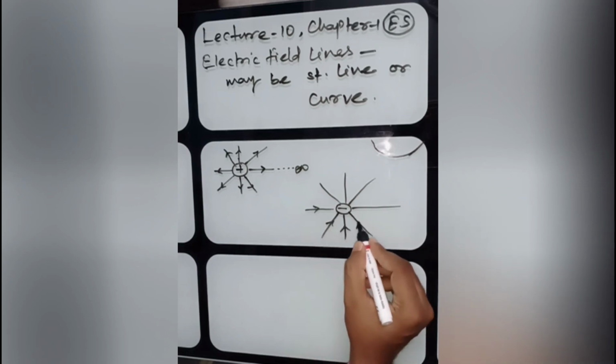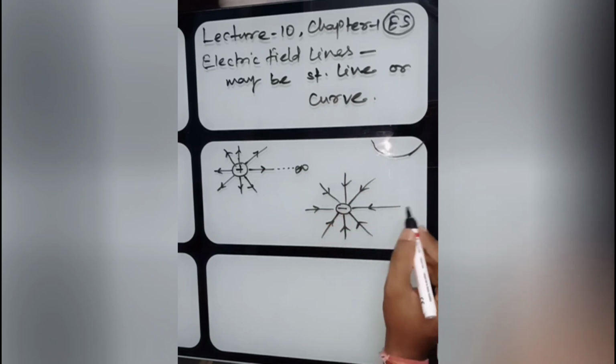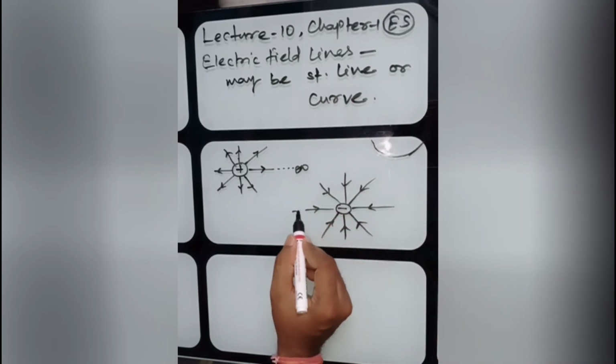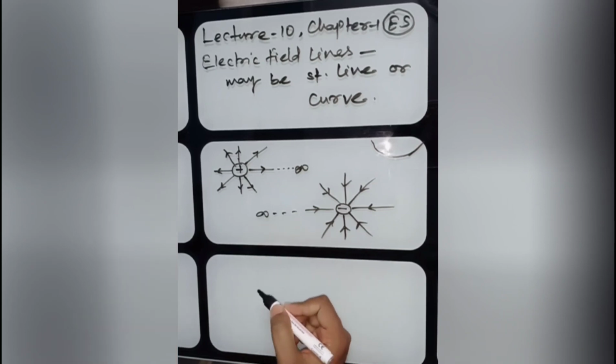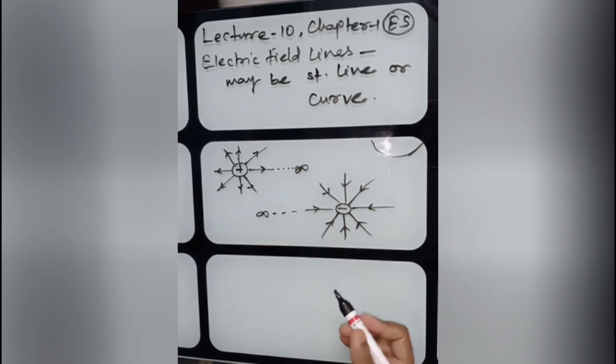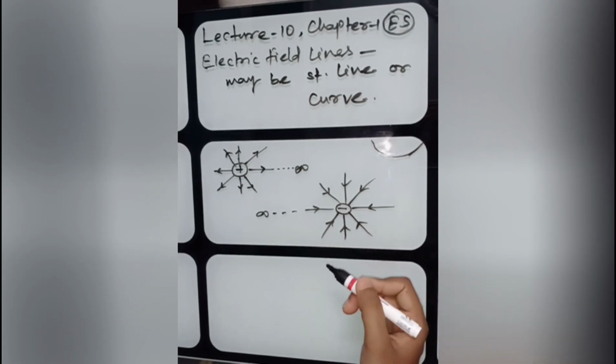From somewhere these electric field lines are coming. Of course, you can see I have drawn here a straight line. Again, you will say, sir, it is coming from infinity. Of course, if I have drawn this as a straight line, then it is coming from infinity.